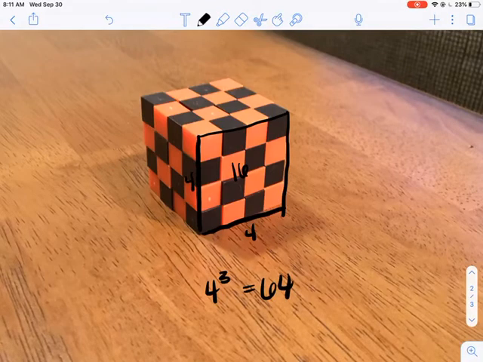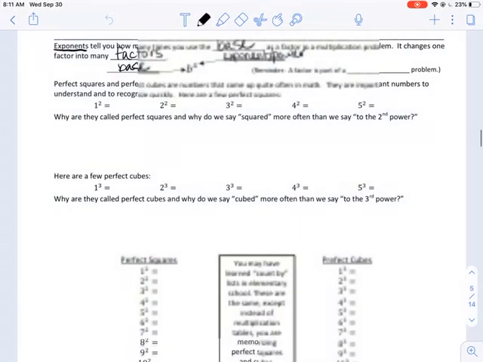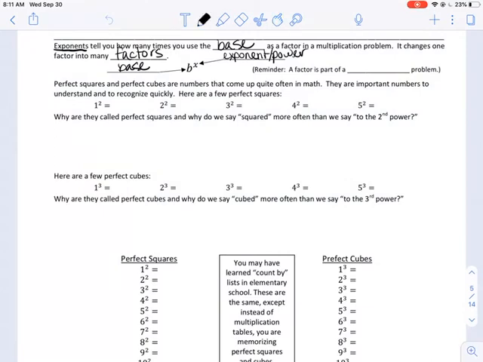So that's why they're called squares and cubes, and I think it's a lot easier to say 1 squared rather than 1 to the power of 2. It's a little simpler. It's a few less words. So you can write that explanation here if you'd like.